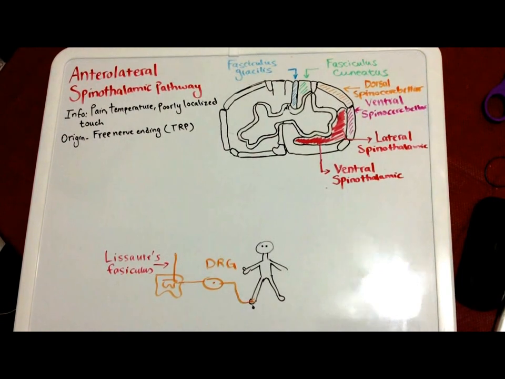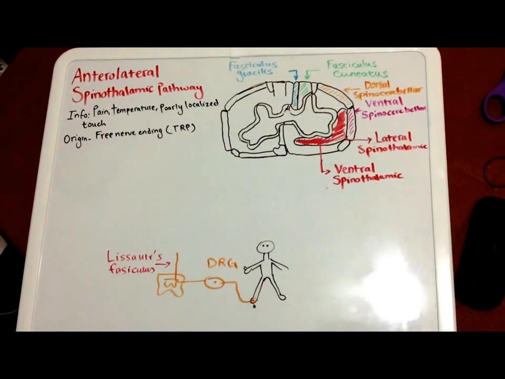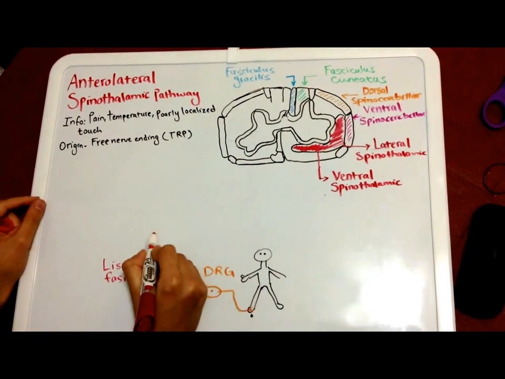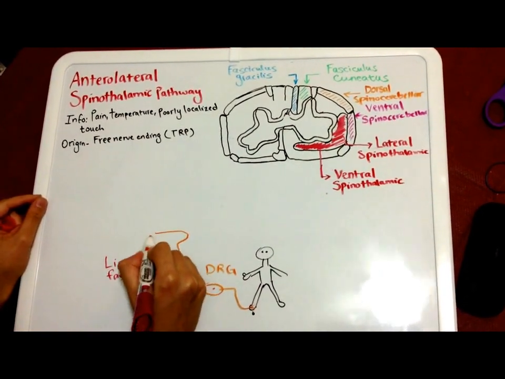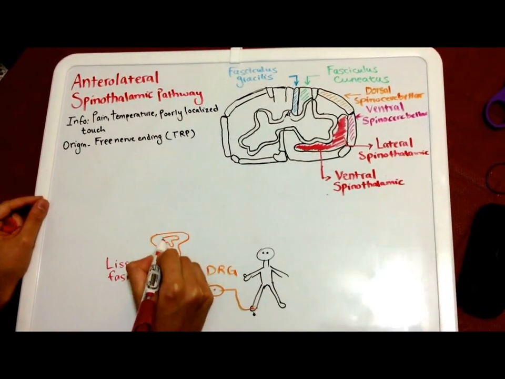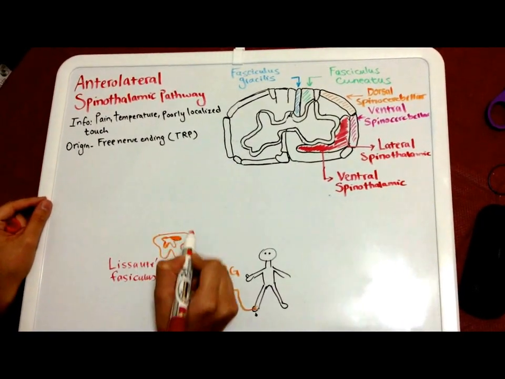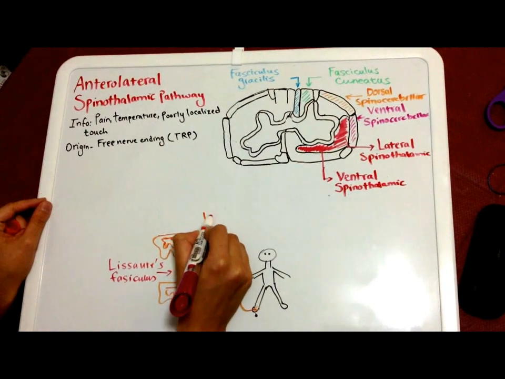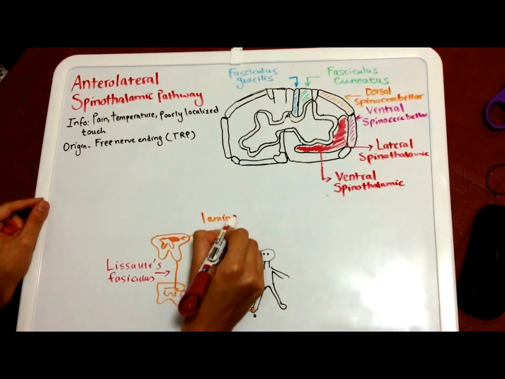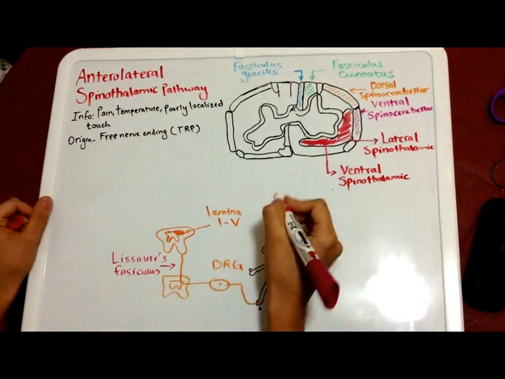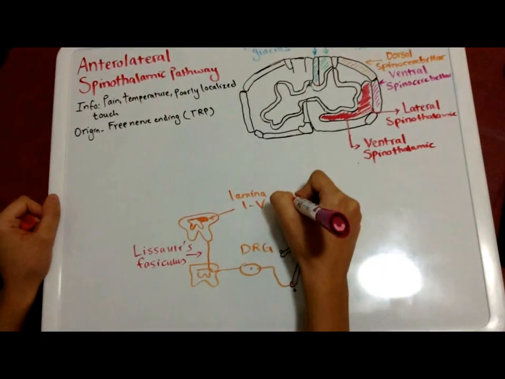And then it's going to synapse one segment up. So it's going to enter the spinal cord at a segment, but it's going to synapse one segment up. This time it's going to synapse in the gray matter, in laminae 1 through 5. So here you will have your first synapse.